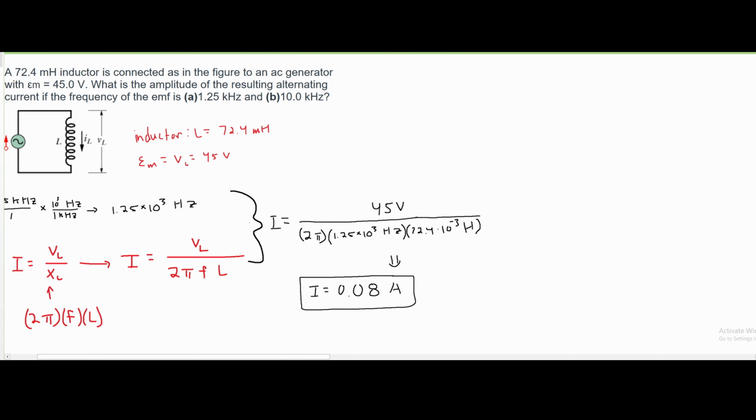For part B, it's going to be the same thing. We're taking 10 kilohertz, and we're just going to replace it with this value, and that is going to return approximately 0.0099 amps. That is the answer for part B.